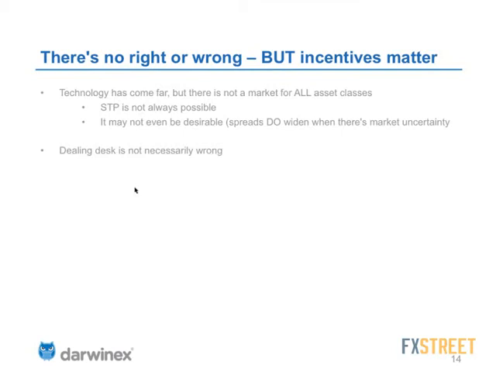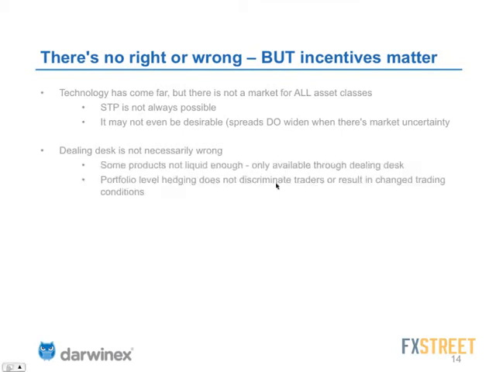So as I was saying, this is the point I was covering before. Very importantly, what matters more about the dealing desk is whether the broker is hedging at the trader level or at the portfolio level. The biggest problem with a dealing desk is when they are hedging at the trader level. For instance, let me give you an example.